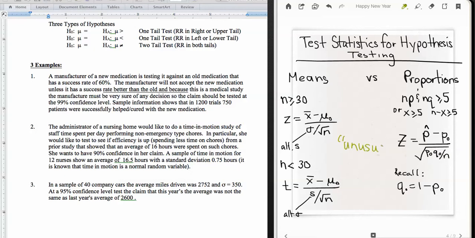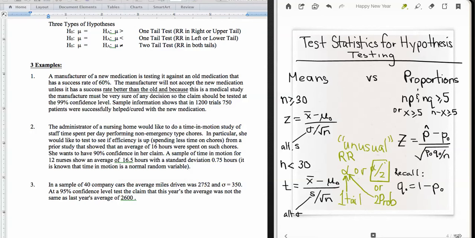Now, that unusual is going to be determined based upon what we call the rejection region. And that rejection region is going to be based upon our alpha or our alpha over 2. Now, if it's a one-tail test, then it's going to be just based upon alpha. And if it's a two-tail test, then it will either be based upon alpha over 2 or we'll do 2 times the probability and then compare the 2 times the probability back to alpha. And that's typically how it's done because that's how technology does it these days.